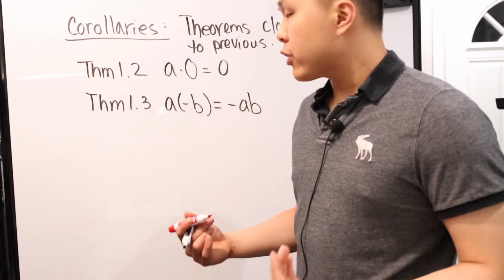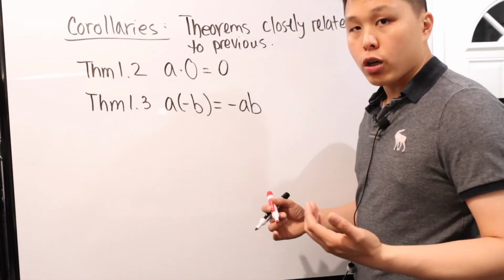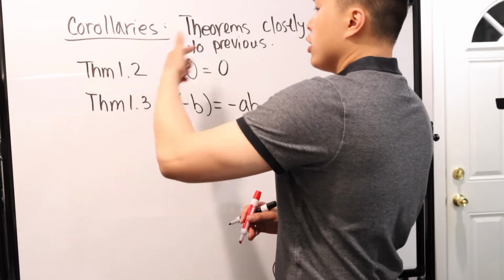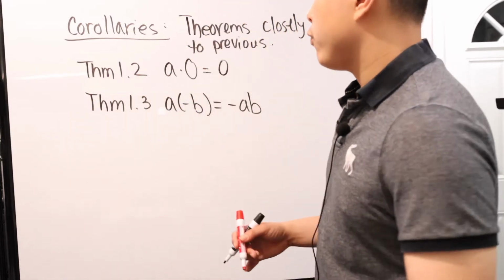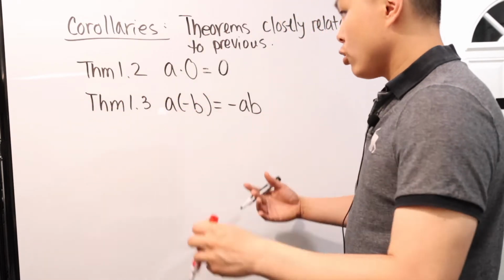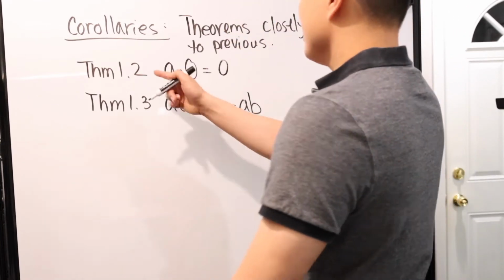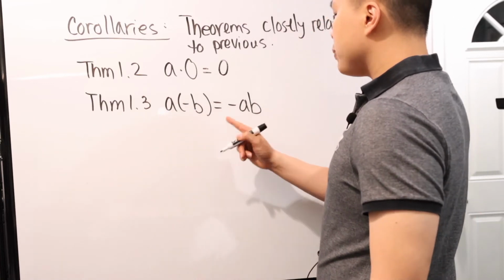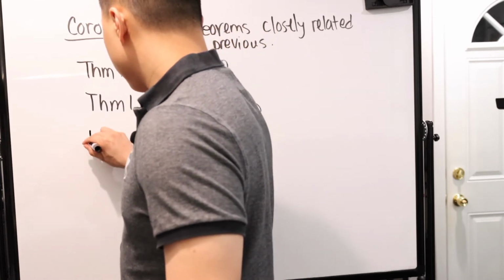And while I'm proving theorem 1.3, we will realize that another result occurs, and that is what a corollary is. So for example, theorem 1.2, a times 0 equals 0. Great. Wonderful. We're actually going to use a theorem to prove a theorem. So hence why I say certain theorems are proven by axioms, certain theorems are proven by previous theorems. So that's what we're going to do. Theorem 1.3: a times negative b is the same as negative ab. Well, the proof is fairly simple.